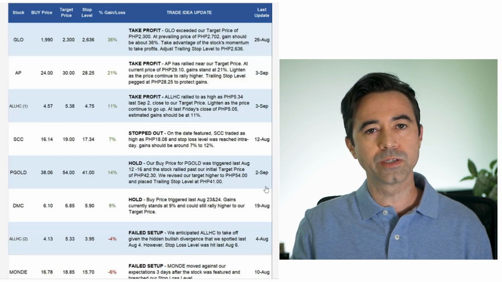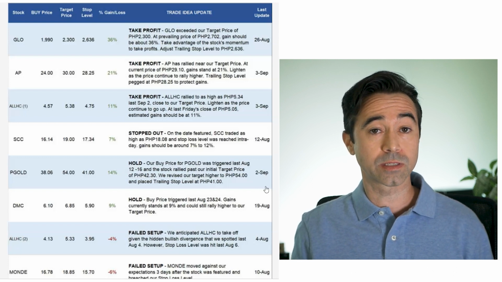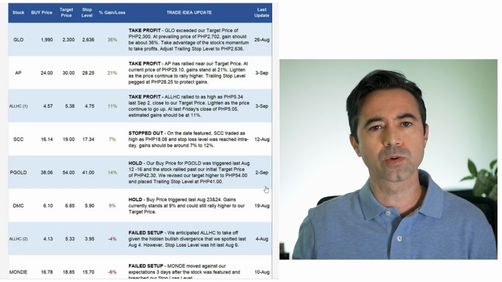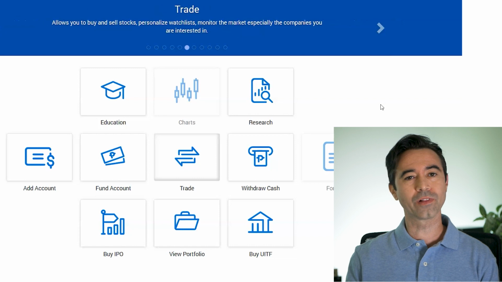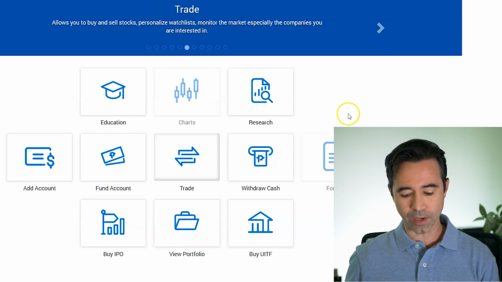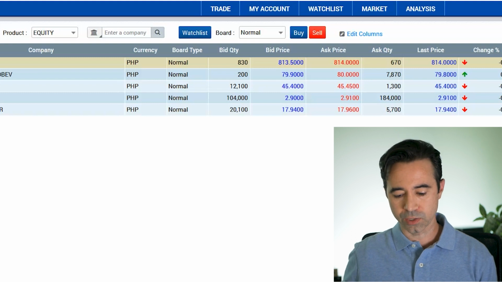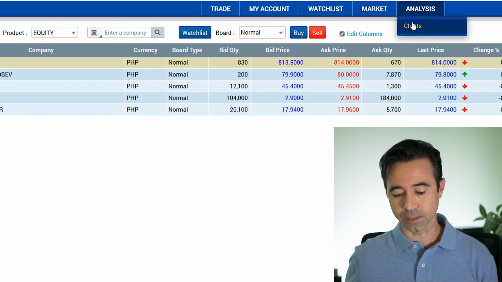So what I really want to do now is I want to go in, I want to see what the stock is trading at, and I want to take a quick look at some technicals and what's going on in the charts. Okay, so now I've logged into BDO Securities and I'm going to go ahead and click trade. Now that I'm in the trading portal, I'm gonna go ahead and check out some charts real quick. So I'm gonna go to analysis and I'm gonna click charts.